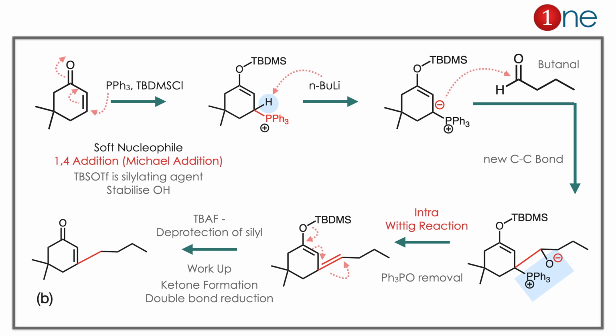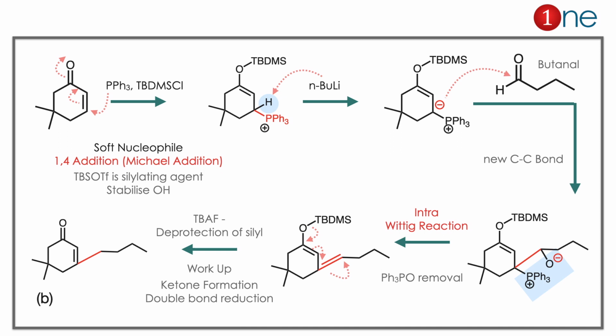It possesses the charge there. The hydrogen, which is acidic due to the positive charge on phosphine, can be removed by butyl lithium. So the anion is formed. Again you are reacting with butanal. Butanal is the aldehyde there. Then the anion attacks the butanal.